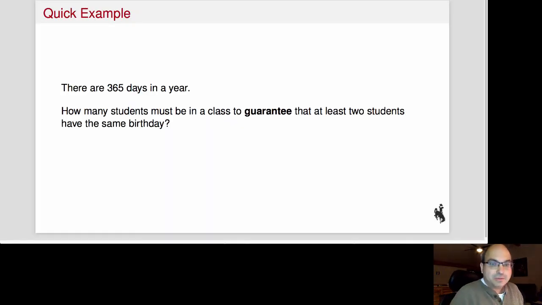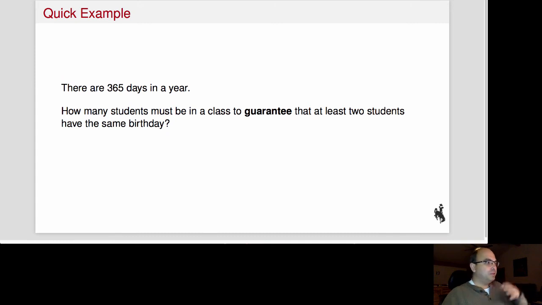So let's apply this pigeonhole principle. Imagine a class, a very large class potentially, and I want to be able to guarantee that there are 2 students who have the same birthday. So how many students do I need? Well, let's assume that I have 365 days in a year. We're not going to deal with leap years. So there's 365 days in a year. That means that I have 365 pigeonholes, so each student can fly into one of the pigeonholes.